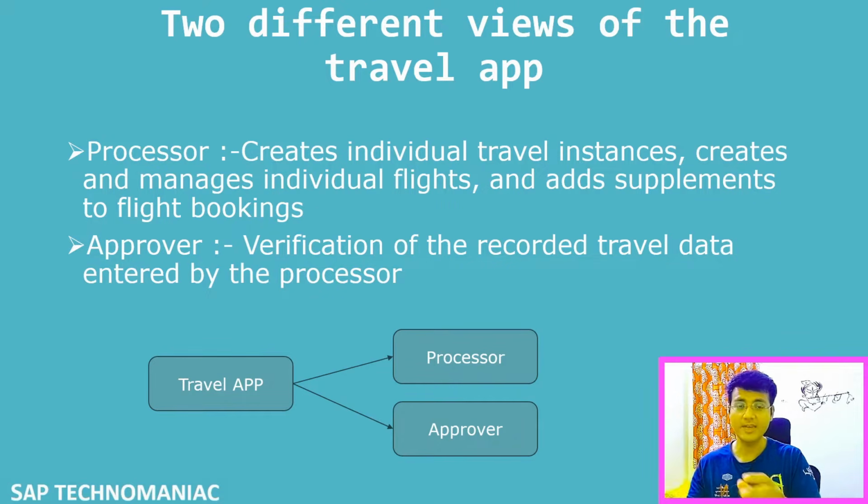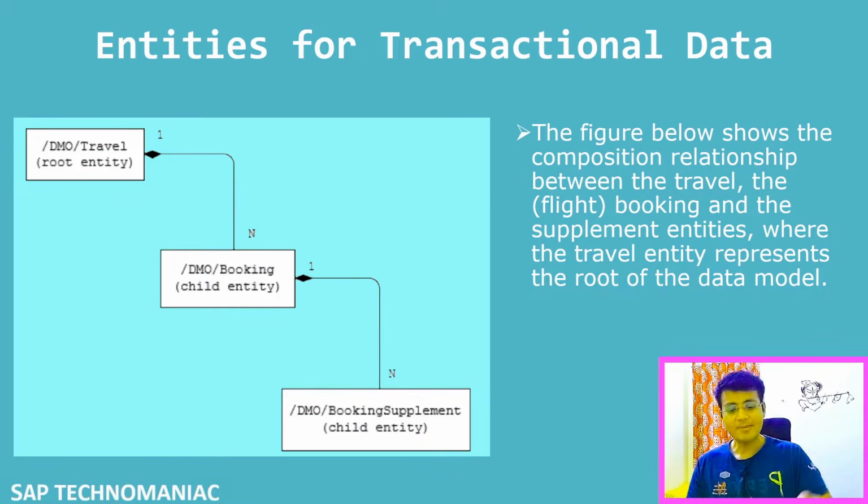For this, we have to create one application for the travel provider, which we are going to create in the next upcoming videos, and we start from this video. Obviously, to create this application we should have three entities. In the real-time flight data model, we have the travel entity, the travel table, the booking table, and the booking supplement table.